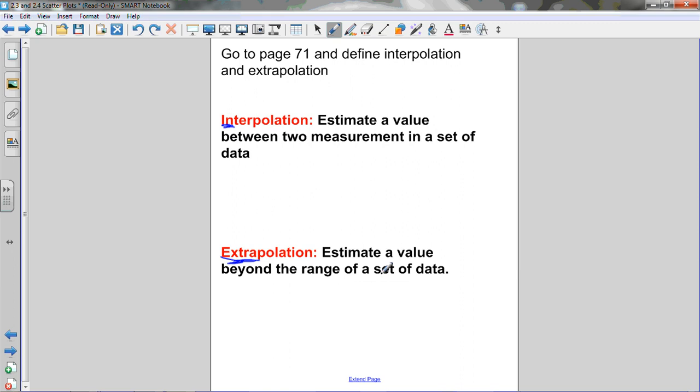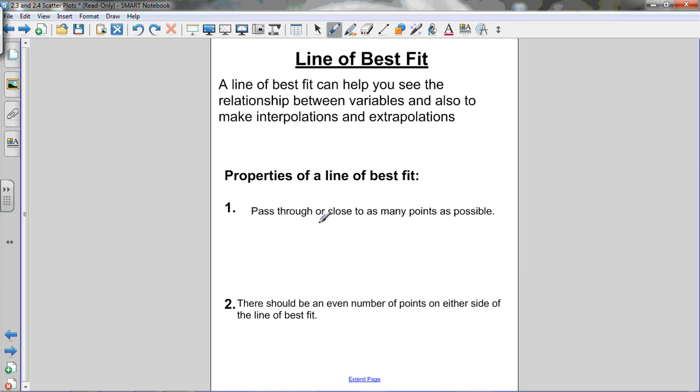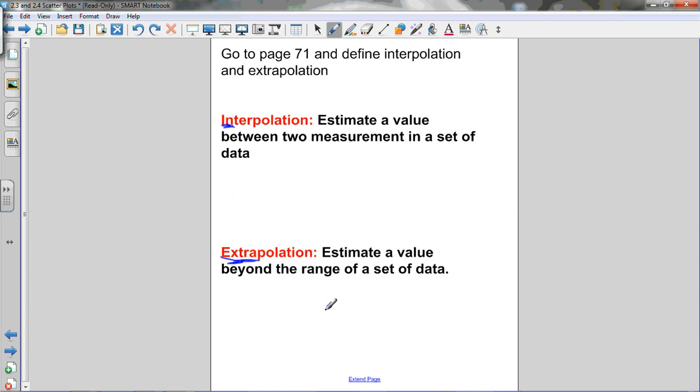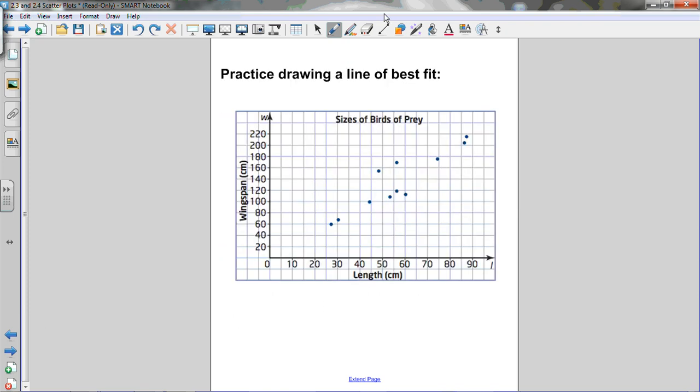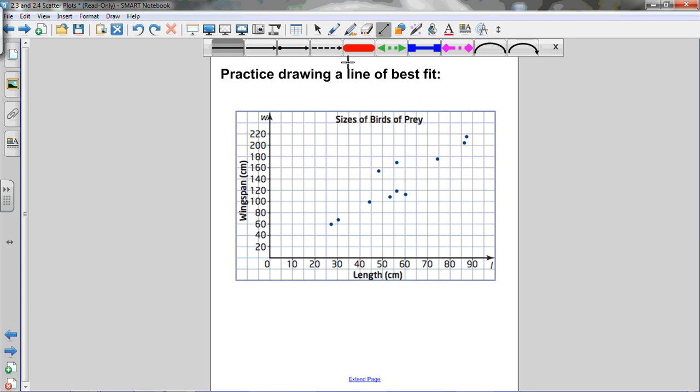So let's practice drawing a line of best fit. Remember the properties of a line of best fit. It has to pass through or close to as many points as possible, and you should have an even number of points on either side of the line of best fit. So I'm going to do my best to do that.